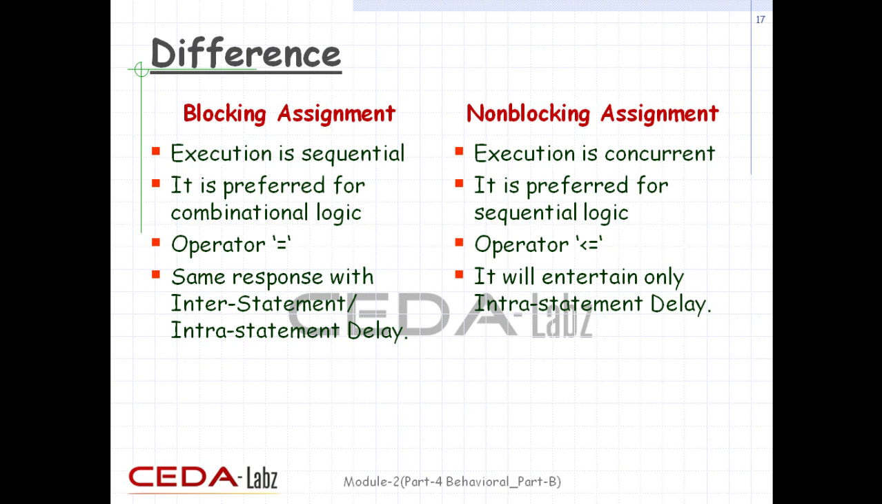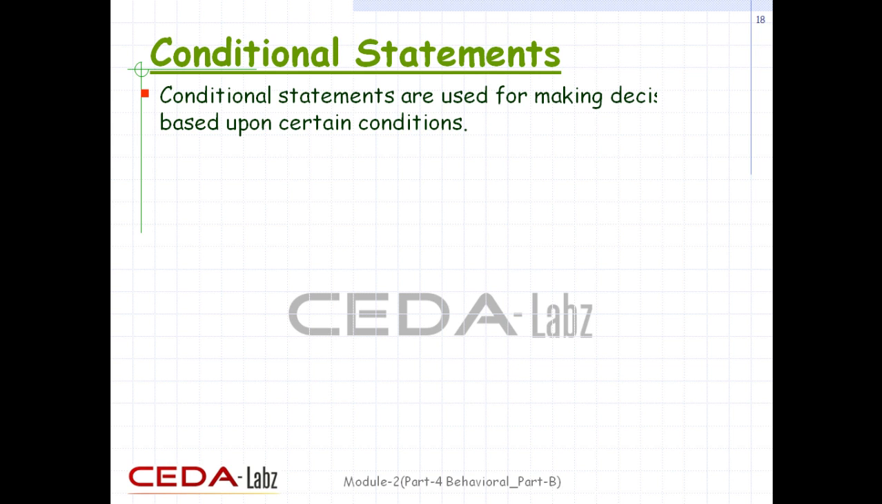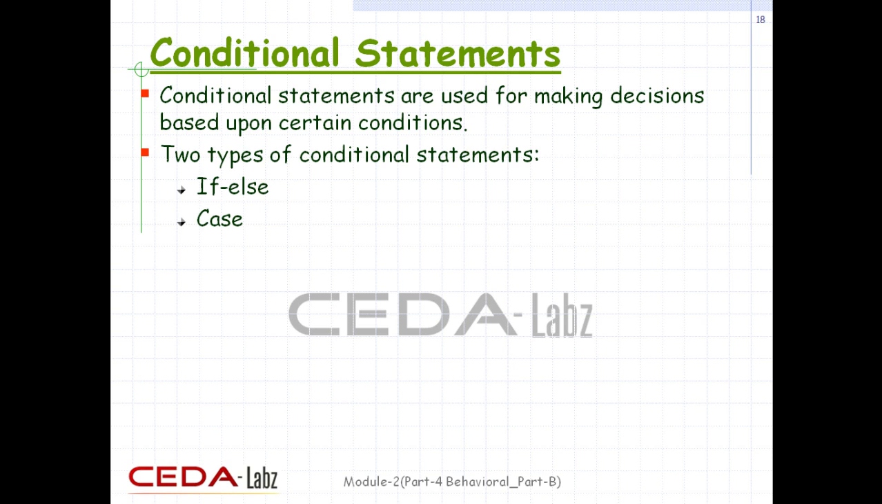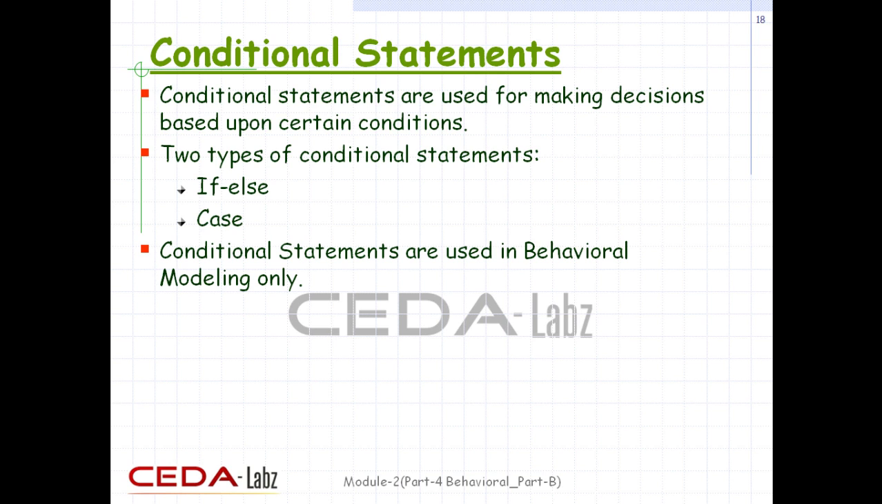Let's move on further. Conditional statements are used for making decisions based upon certain conditions. These conditions are used to decide whether or not a statement should be executed. There are 2 types of conditional statements in Verilog, if-else and case, and these statements are used in behavioral modeling only, or we can say conditional statements are used within an always block only. If the expression is evaluated and is true, the true statement is executed. However, if it is false, that is 0, or ambiguous, that is X, the false statement is executed.